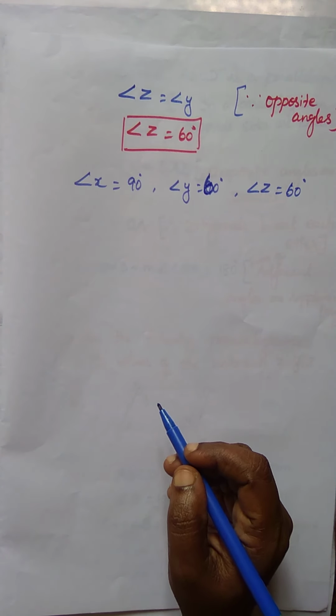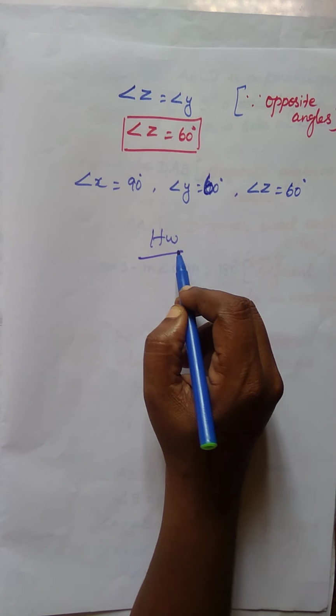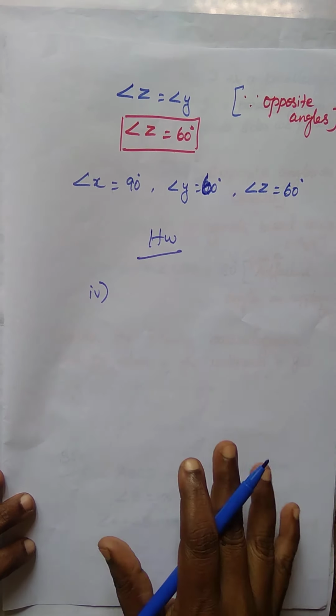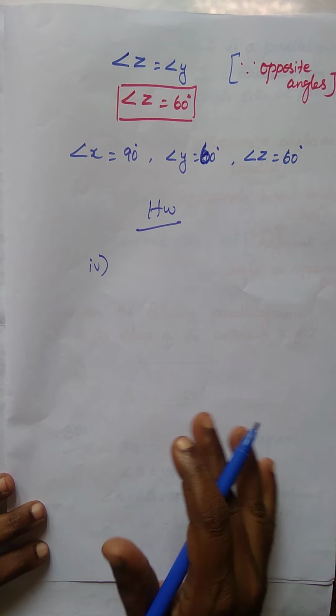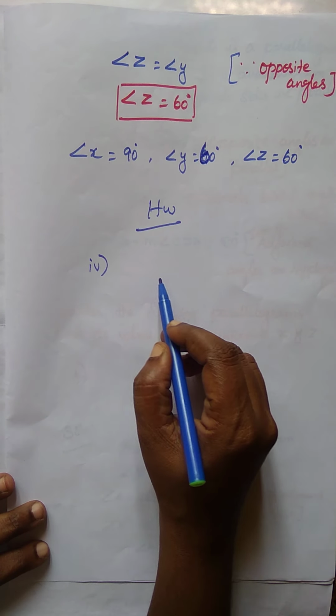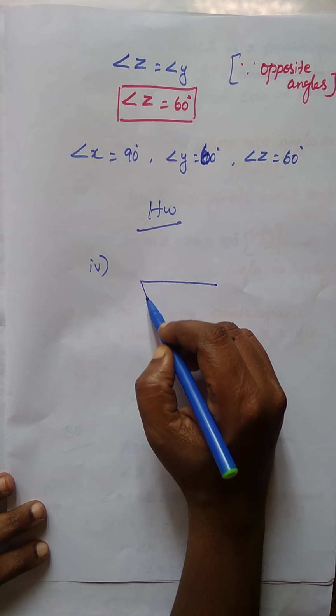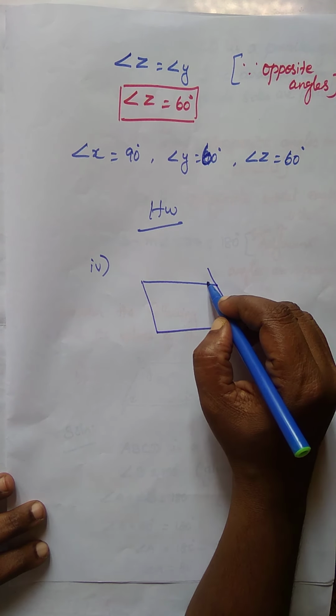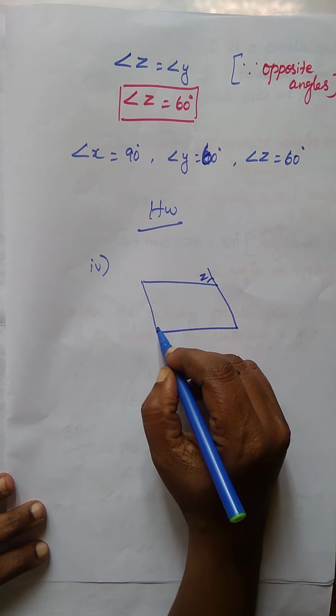Now your homework part in the same order, that is question number 4. It is your homework. See, this is a diagram. Here is Z, X.